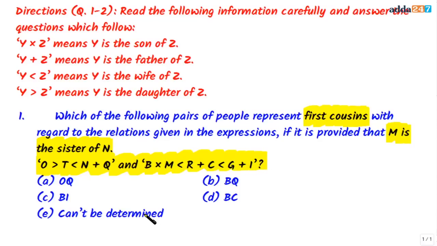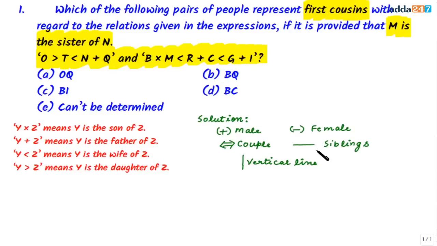And these are the options. Let's see which is the correct option. That means which pair of people represent first cousins. For solving this type of question, we will use these symbols. Plus indicates male, minus indicates female, and this symbol indicates a couple. A horizontal line indicates siblings, and this vertical line indicates next generation. Let's represent the given information with the help of these symbols.